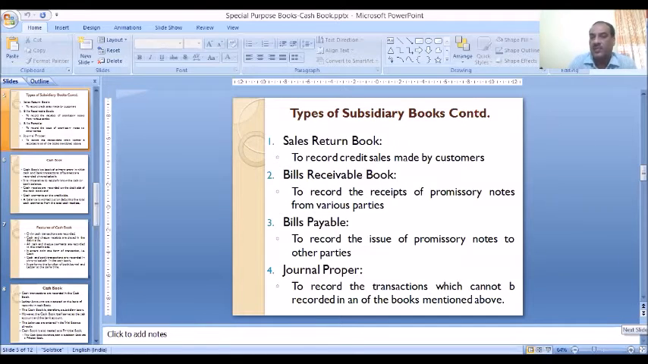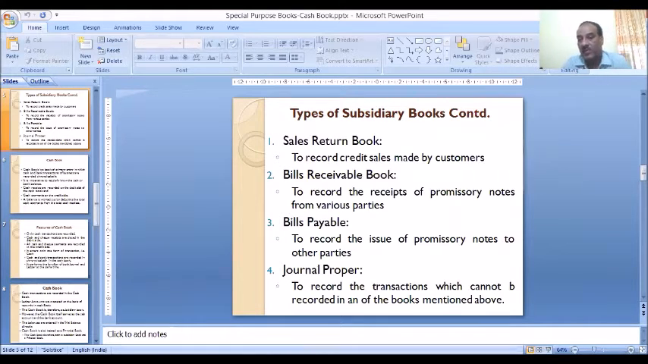Then there are different kinds of subsidiary books. Sorry, the order of the slide has changed. So there is the sales return book. Sales return book is to record returns of credit sales made by the customers. Sometimes a customer purchases from us and then finds that the product has some problem, and they return the product. Such kinds of returns, sales returns, are recorded in the sales return book.